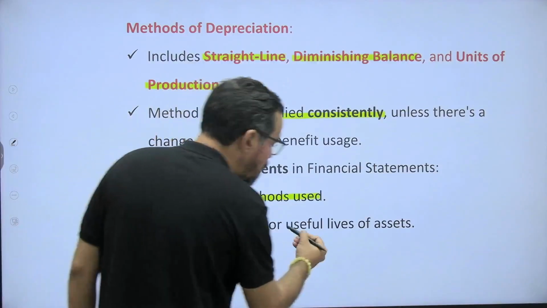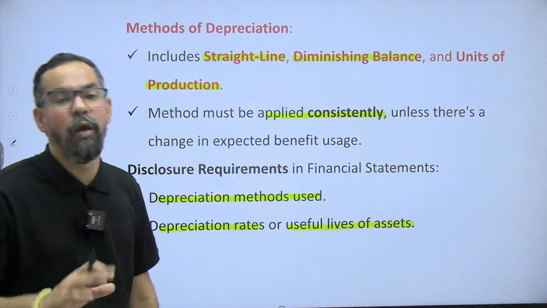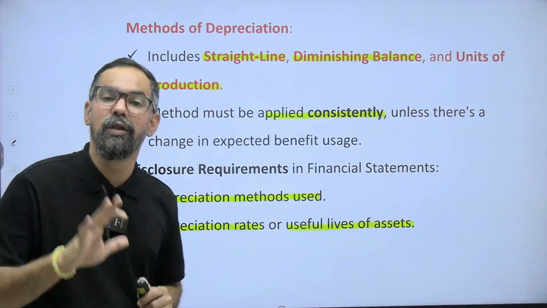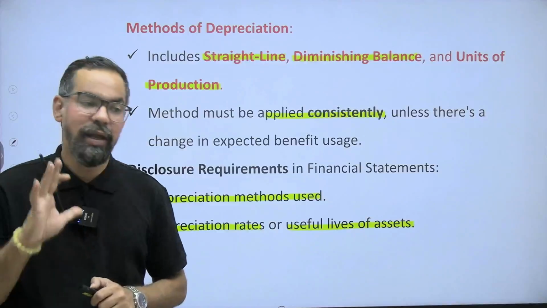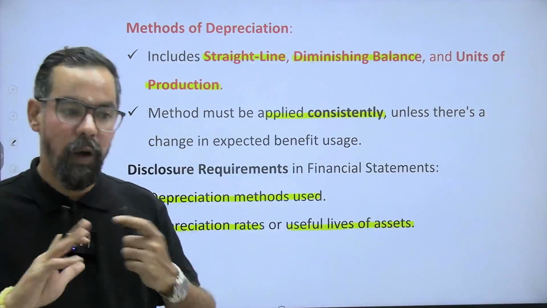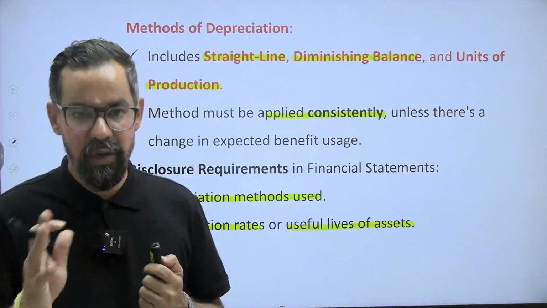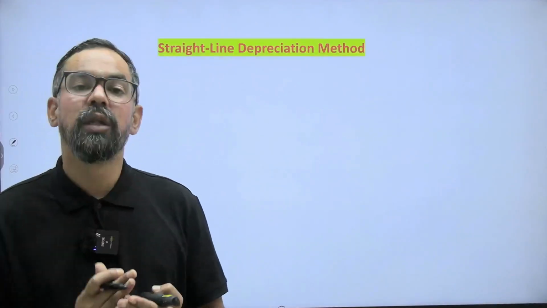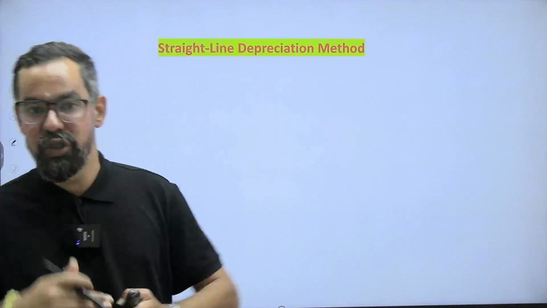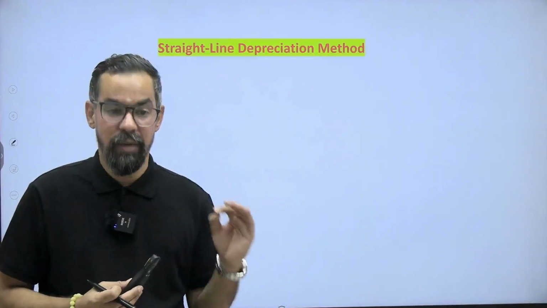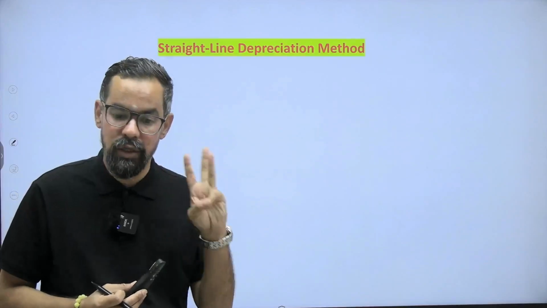Depreciation rate or useful life of the asset, that also has to be disclosed, right? So this is the fundamental part of depreciation, very simple. What is depreciation, or the uses of accounting standards and all, we have discussed. Now the most important part we are going to discuss is types of depreciation methods. So first we will be discussing the three methods.